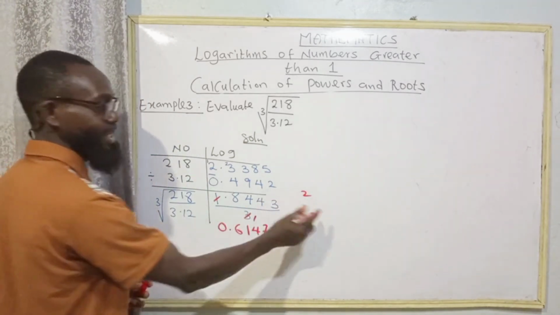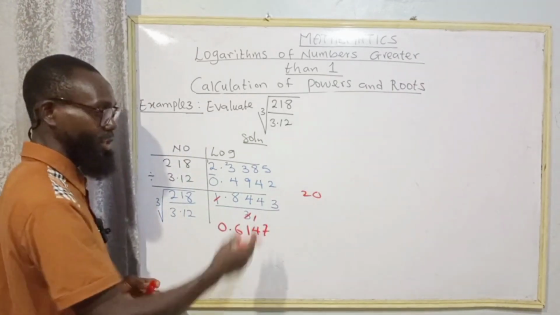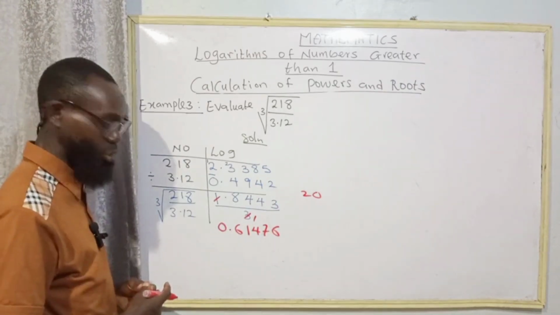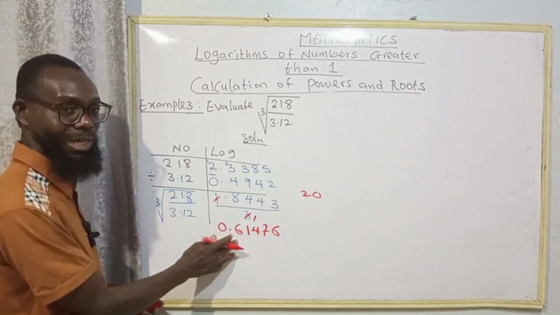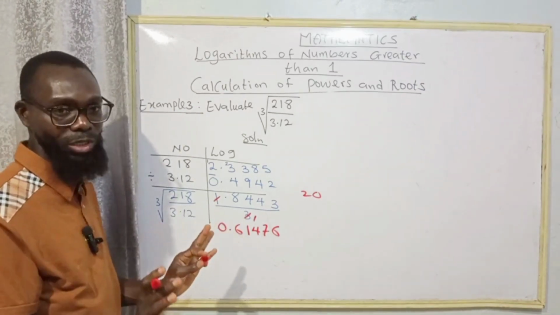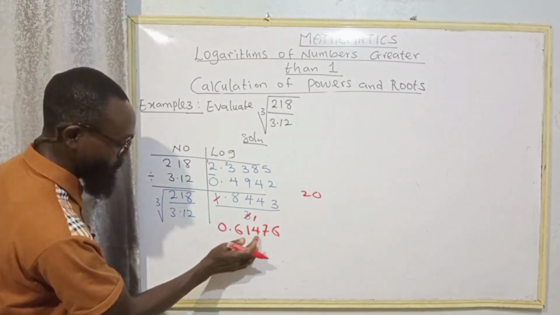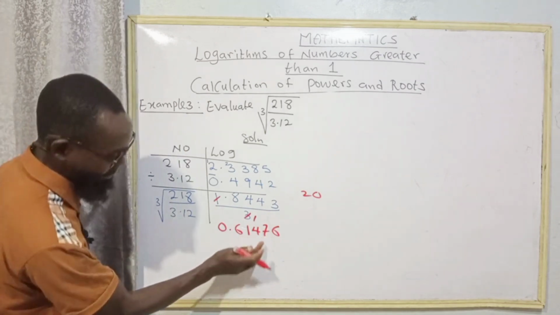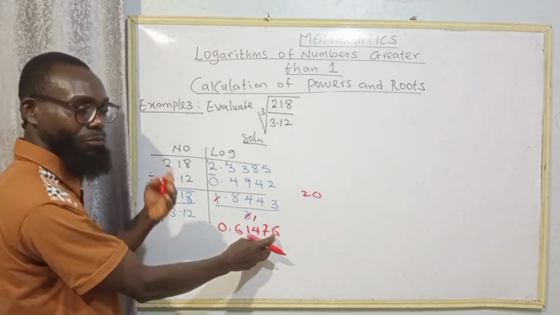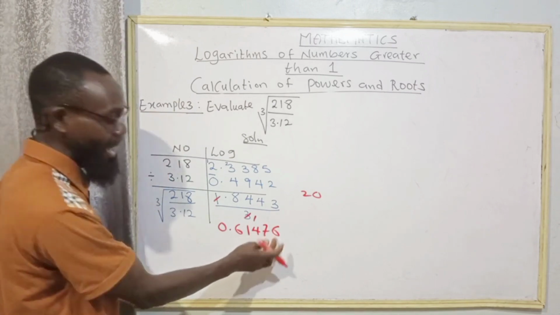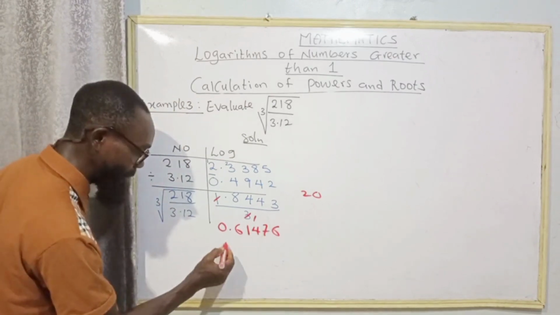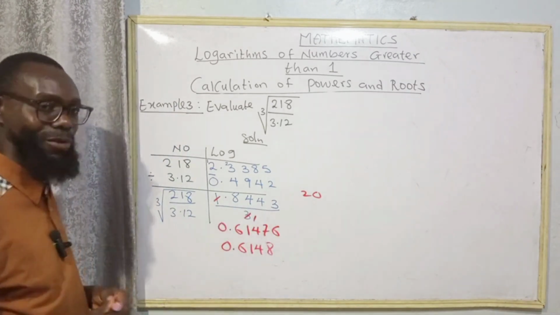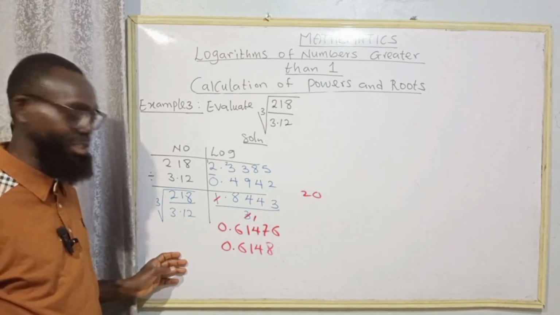3 cannot go in 2. Let's add 0 to the back, making 20. 3 goes in 20. We are going to have 6. That 6 times 3 is 18. Remember 2. So since we have about 5 digits after the decimal point, you stop it that way. Then we now count 1, 2, 3, 4, because we need 4 digits after decimal points. So after this 7, we have 6. Now any number from 5 upward, you round up by 1. Add the 1 to this 7, making 8. So we have 0.6148.